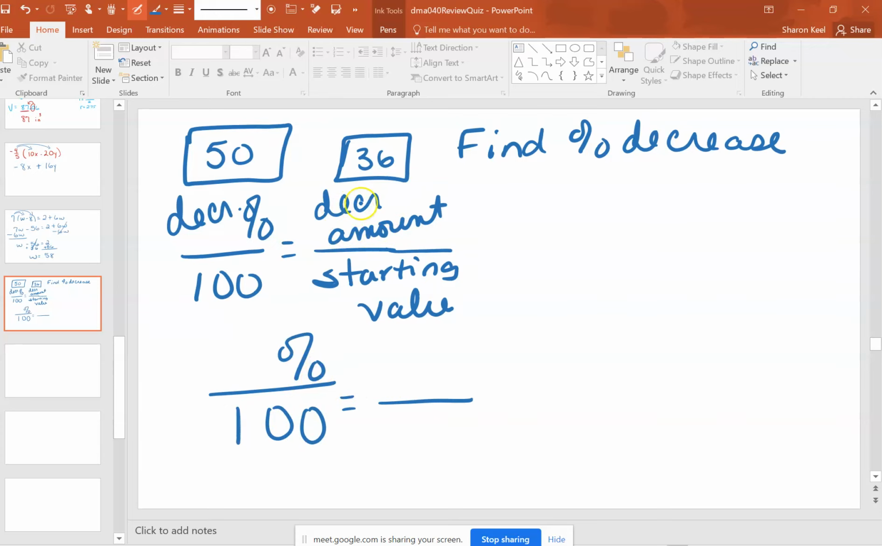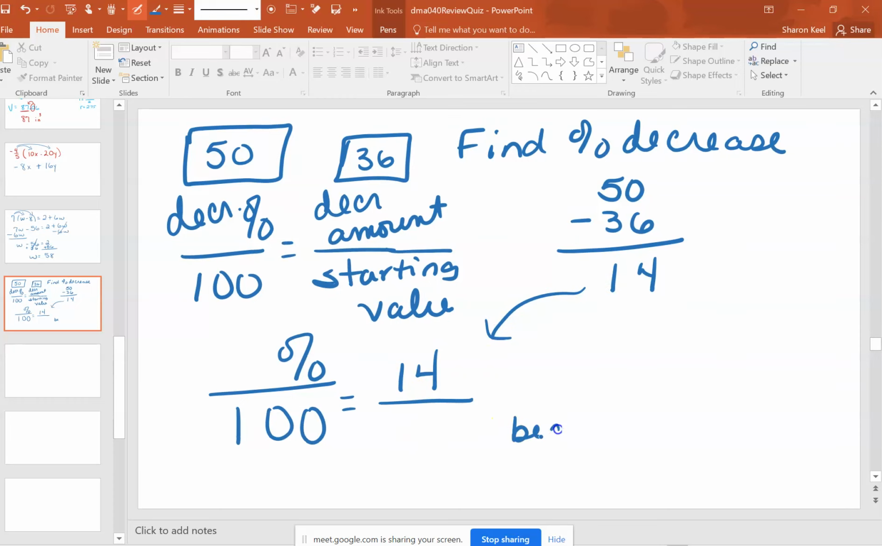To get the decrease amount, we have to take 50 and subtract 36. When we do this, we get 14. 14 is the decrease amount. The starting value was where we began. We began at a size of 50.